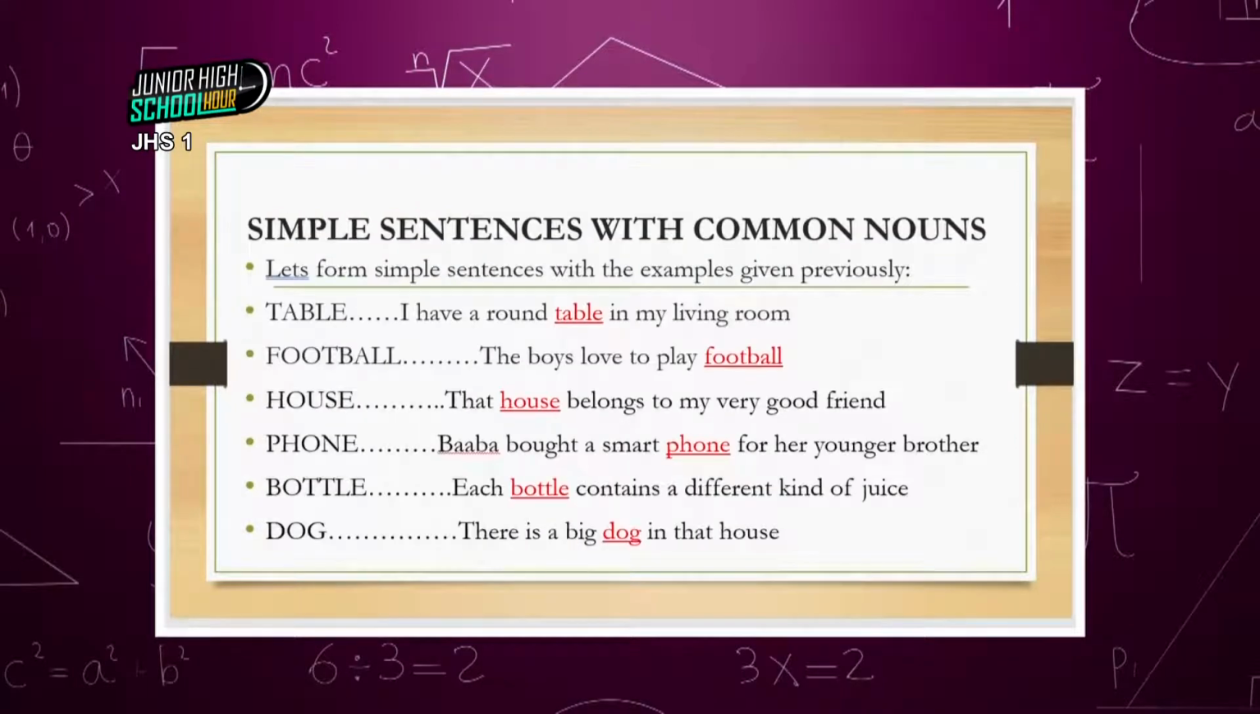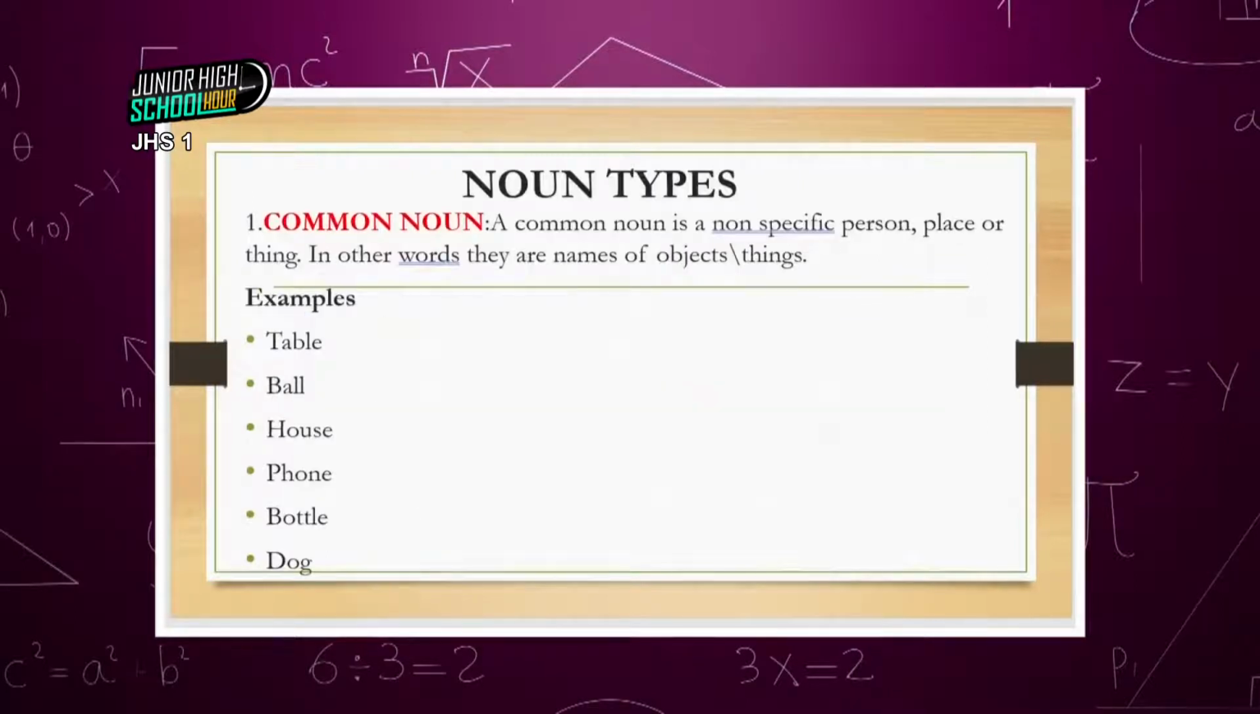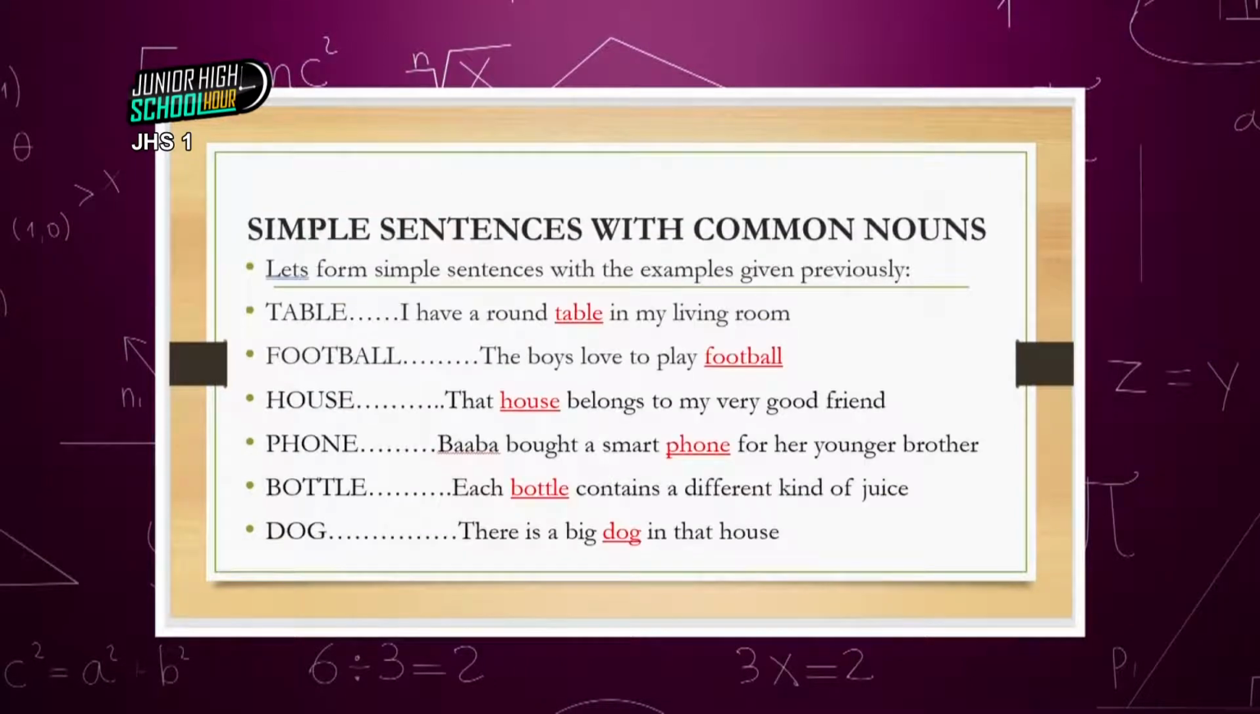Now let's form simple sentences with the examples given previously. Like the example: table, ball, house, phone, bottle, dog. I would want you to pick them one by one and give me simple sentences with these ones. I have mine too, and I'm going to go over them with you. But you can simply form your sentences as well using the same things I have used.